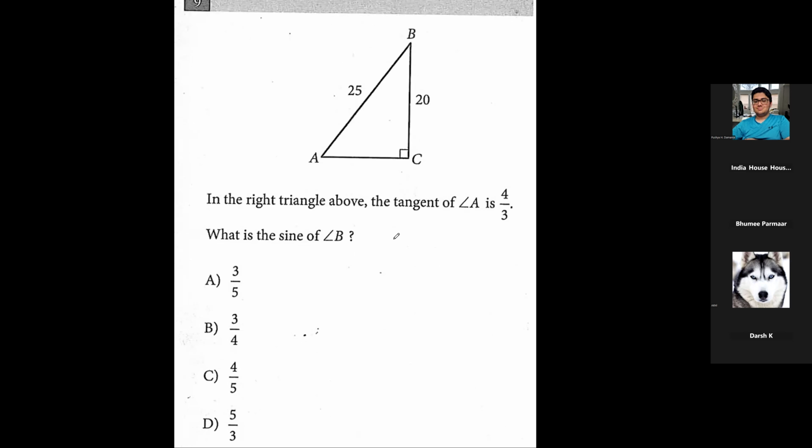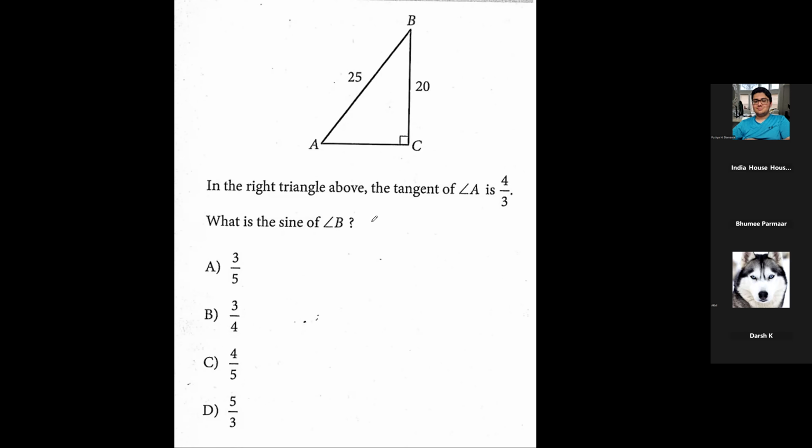Okay, so for question 9, we're told that the tangent of A is 4 over 3, so tangent is TOA. So, well, let me just write it out loud. So tan is opposite over adjacent, so opposite is 4 and adjacent is 3. And for those of you that know your side angle triangles, you know that this would have to be a 3, 4, 5 triangle.